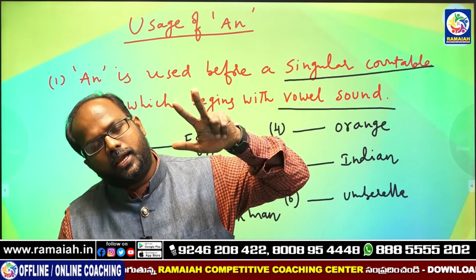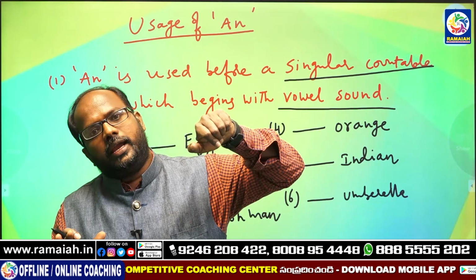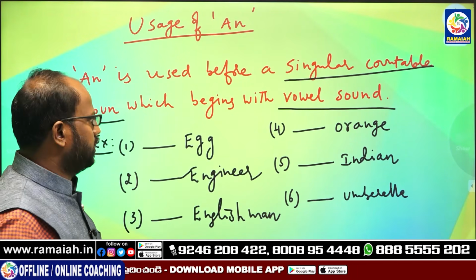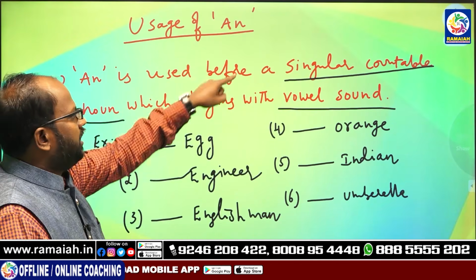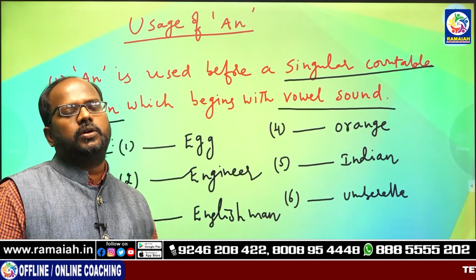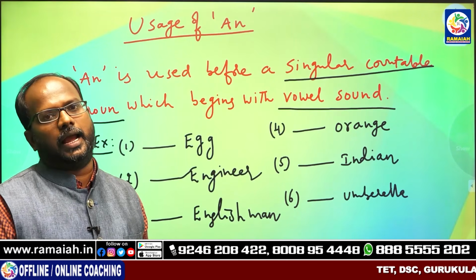I, E, U, U, A, O. These 12 are pure vowel sounds. Now our point is, if any singular countable noun begins with the vowel sound, then we go for article an.